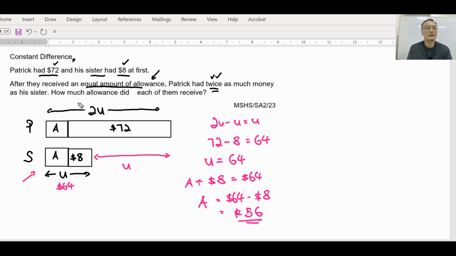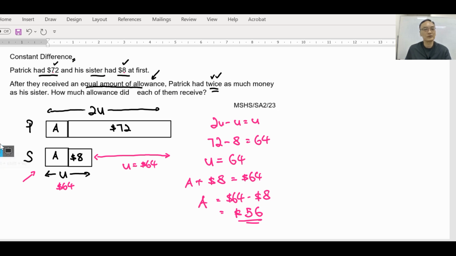Okay, how do we identify constant difference, right? So you notice that the beginning difference and the difference at the end, they are the same. So one of the recommended ways to solve this question is to visualize this problem sum in the form of a model. Then you identify the difference, which in our case is $64. So after you find the $64 equals to 1 unit, you can use the sister's model and use this to solve for the allowance given to each of them.